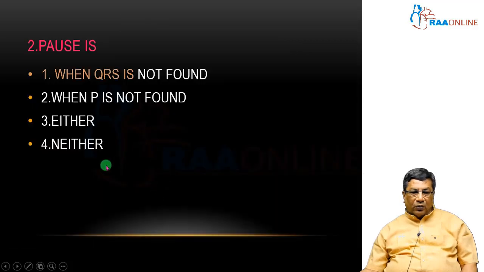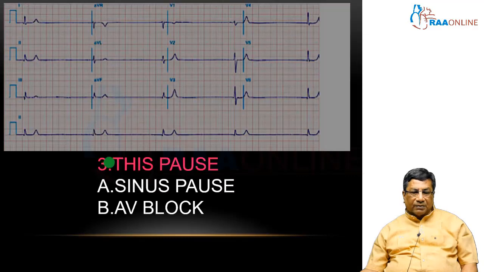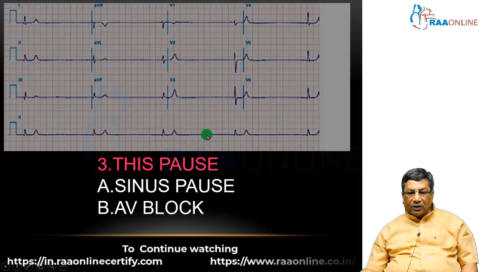Pause is when QRS is not found. Suddenly you find no QRS, it is a pause. So here I have a pause where there is no QRS. I am asking you whether it's a sinus pause or AV block. For that you must see whether you have a blocked P wave inside the pause. There is no blocked P wave inside the pause. So this is a sinus pause.